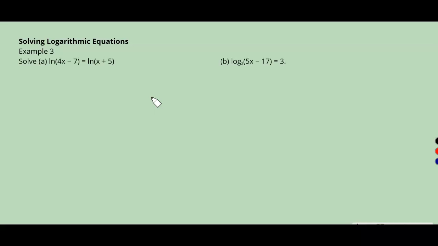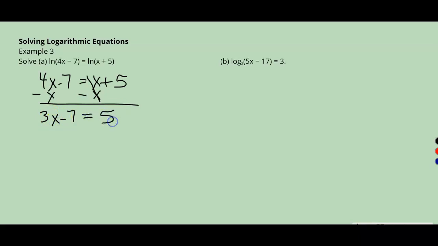Go back to your notes, refer to your notes always, and it says that you can drop the log and solve the equation. So 4x minus 7 equals x plus 5. From here, it's just a simple two-step equation. I'm going to subtract x from both sides. 3x minus 7 equals 5. Add 7.